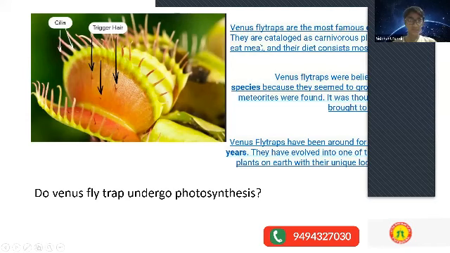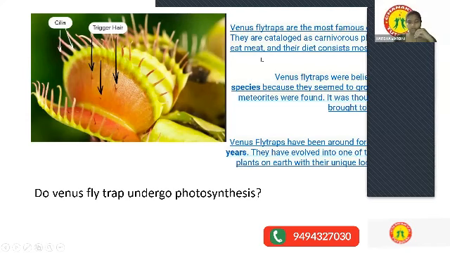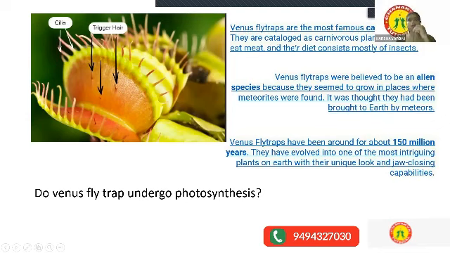The first thing is, Venus flytraps are the most famous carnivorous plants. They are cataloged as carnivorous because they eat meat. They feed on insects, so basically it's insect meat. They are also called insectivorous, carnivorous plants.